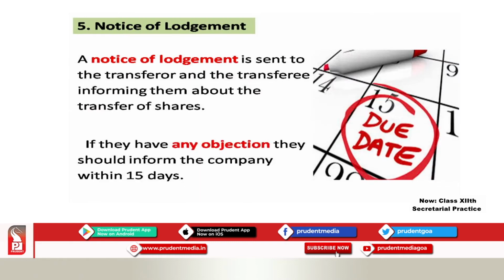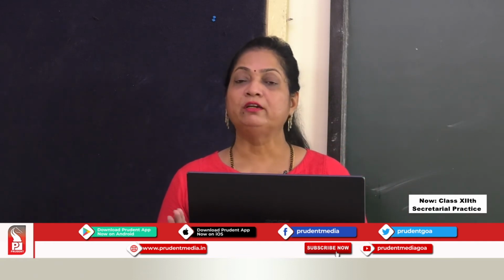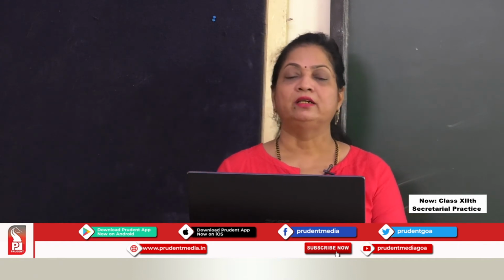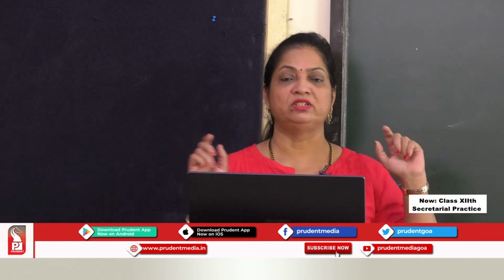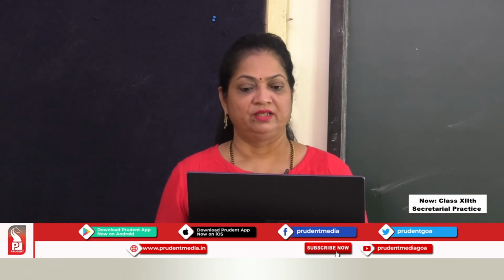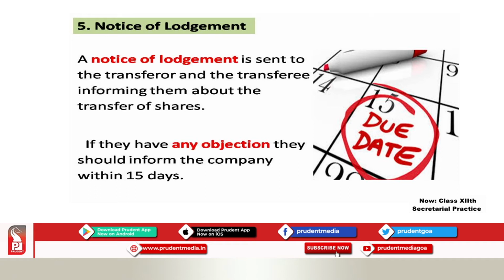Then next, what does the secretary do after that? A secretary sends a notice of lodgement to both the parties, the transferor and the transferee, informing them about the transfer of shares. Tomorrow they should not say, I didn't know that the shares were being transferred. Sometimes people may try to forge the transfer. So, to be on the safe side, it is the company's rule that a notice of lodgement is sent to both the parties, to the transferor as well as the transferee. And if they have any objection, they should inform the company within 15 days. So, the due date will be 15 days for them. Within 15 days, they have to inform the company if any objection.